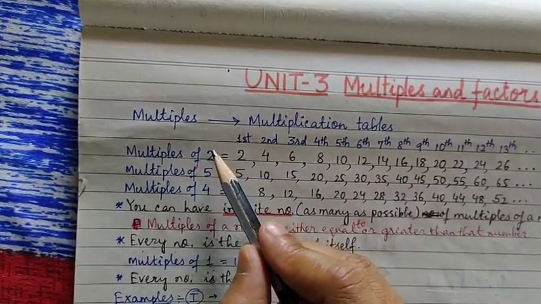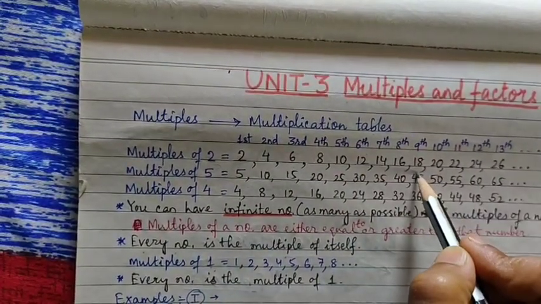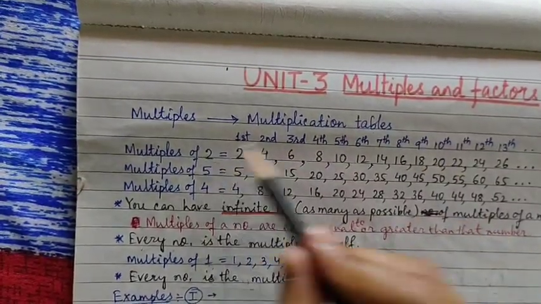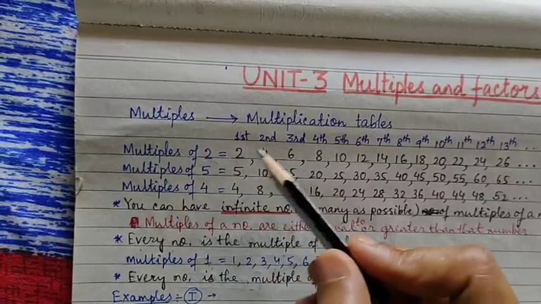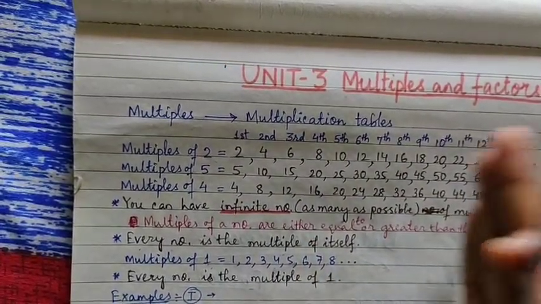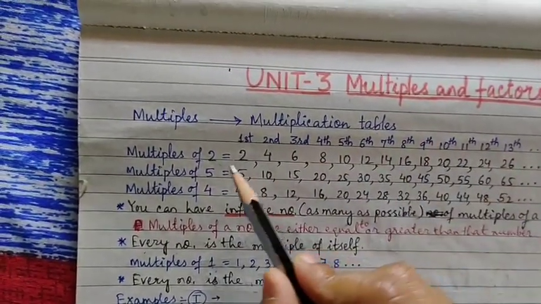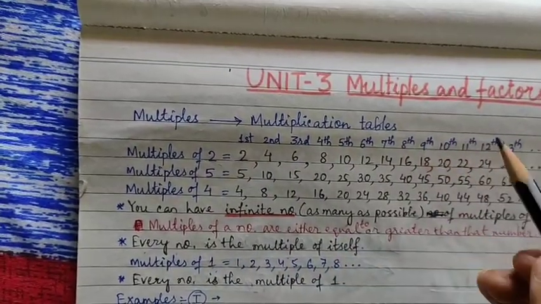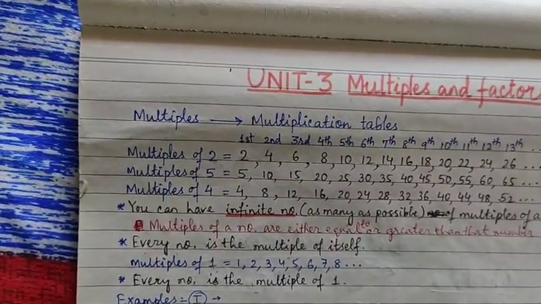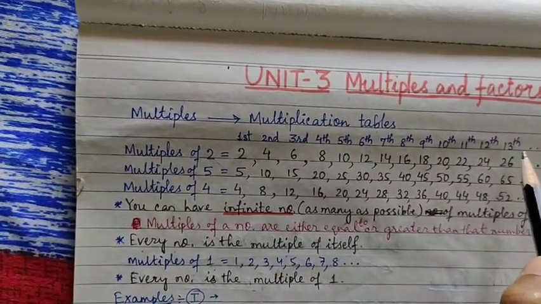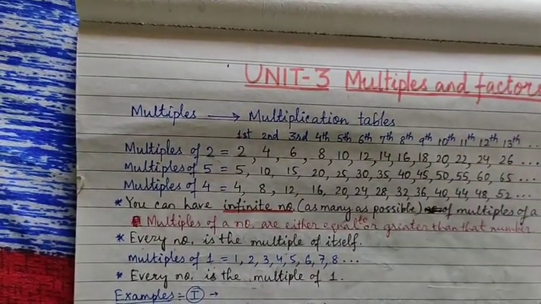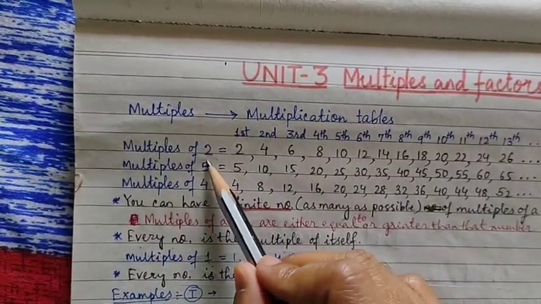Ninth multiple of 2, 2 nines are 18. 10th multiple of 2, 2 tens are 20. So when you recite the table of any number, we generally stop at tens. But actually, you can also find the 11th, 12th, 13th multiple of any number. Not just up to 13th, you can find any multiple of 2.